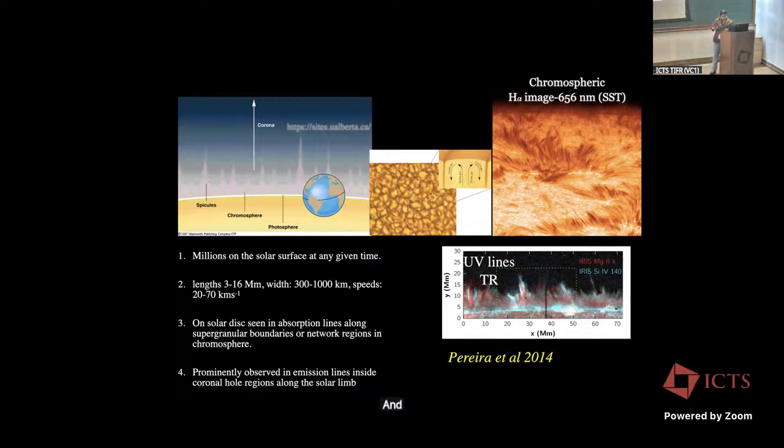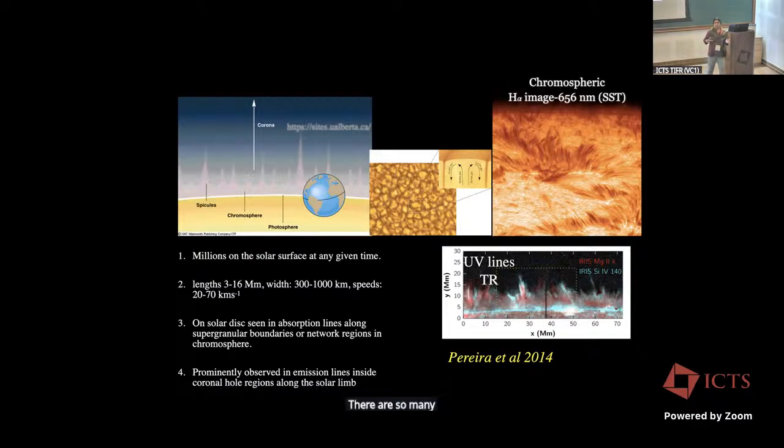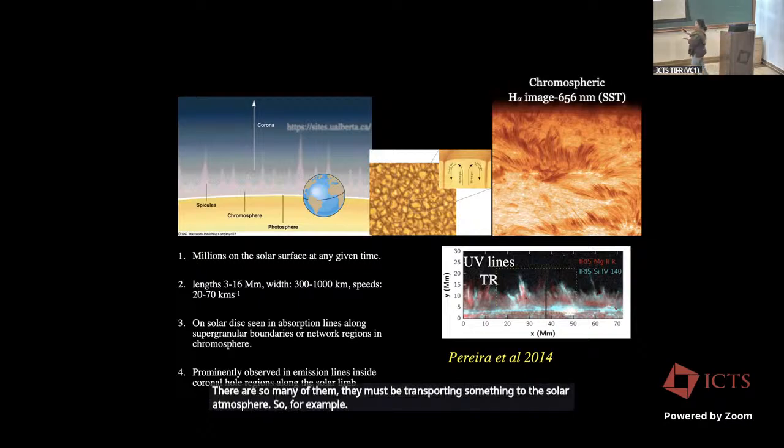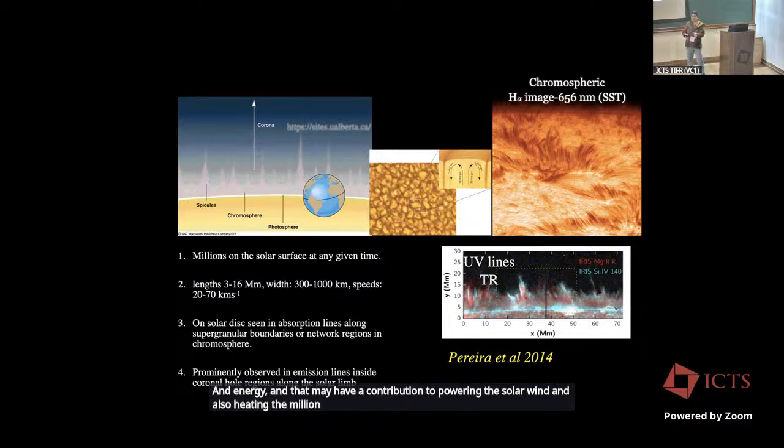And why are they important? The importance comes from the fact that it is believed that since there are so many of them, they must be transporting something to the solar atmosphere. So for example, momentum, mass, and energy. And that may have a contribution to powering the solar wind and also heating the million-degree corona of the sun. Like this is a grand challenge problem, right? That the solar corona is at million-degree, whereas the solar photosphere is only at 6,000 Kelvin.